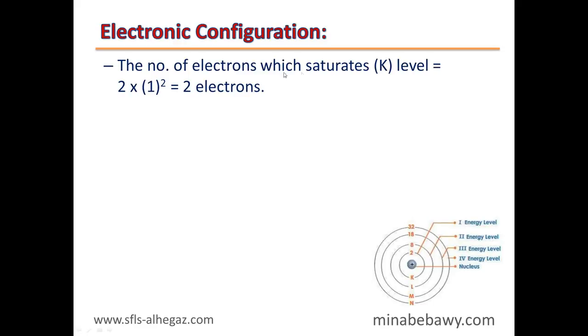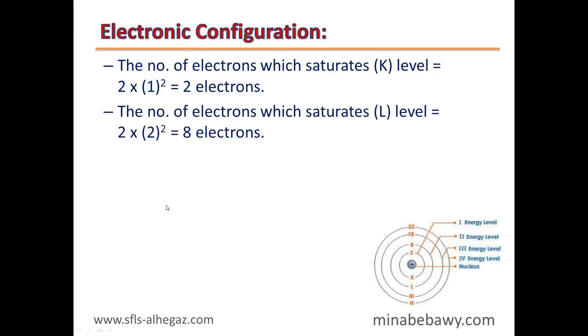We can get the number of electrons that saturates K from the relation 2n power 2. K is the first energy level, so 2 times 1 power 2, so K is saturated with 2 electrons. The number of electrons which saturates L can be calculated from the rule 2n squared. So 2 times 2 power 2, because L is the second energy level, equals 8 electrons.